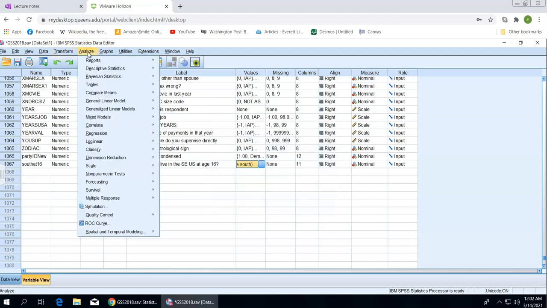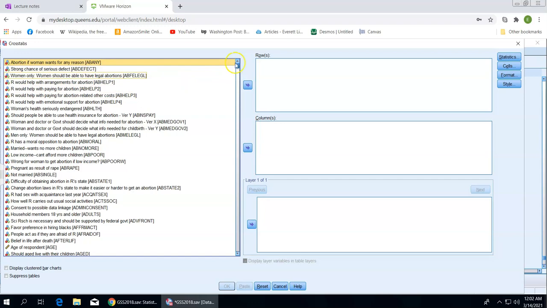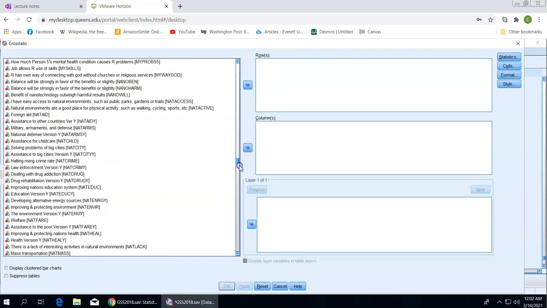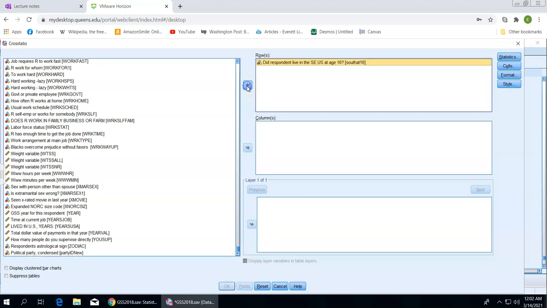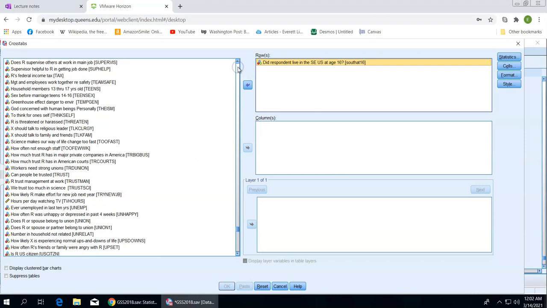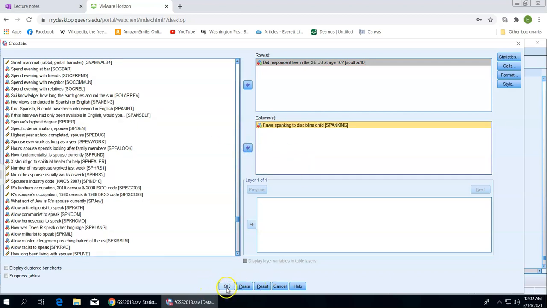So let's look at a cross-tabulation. To get to that, we're going to do Analyze, Descriptive Statistics, Crosstabs. We're going to put one of these variables under rows and the other one under columns, and it doesn't matter which one's which. So we'll put, did the respondent live in the Southeast U.S. at age 16 under rows, and then we'll go find the spanking variable and put it under columns. And we'll click OK.